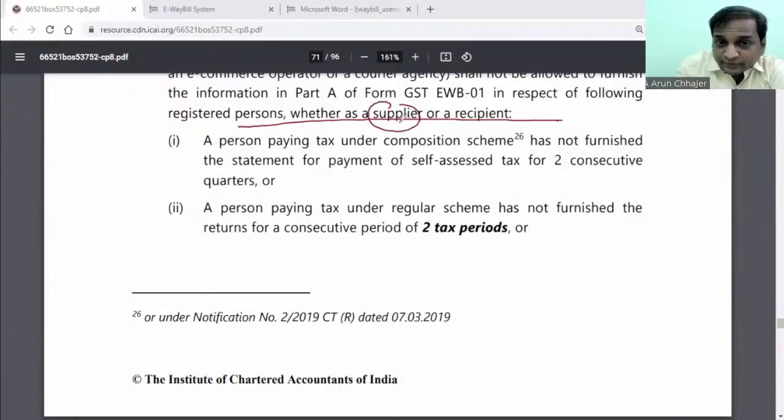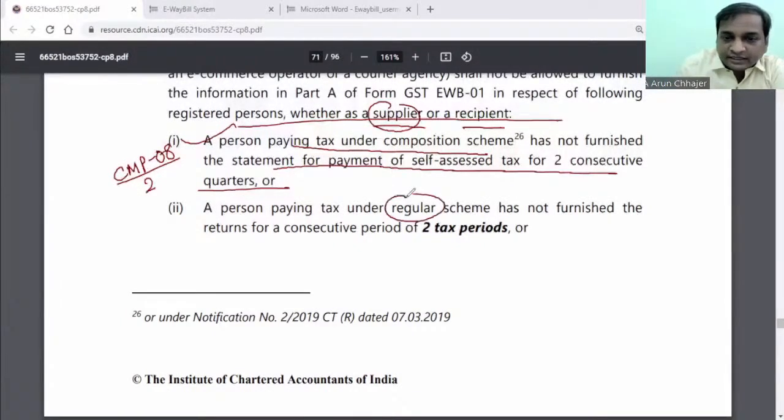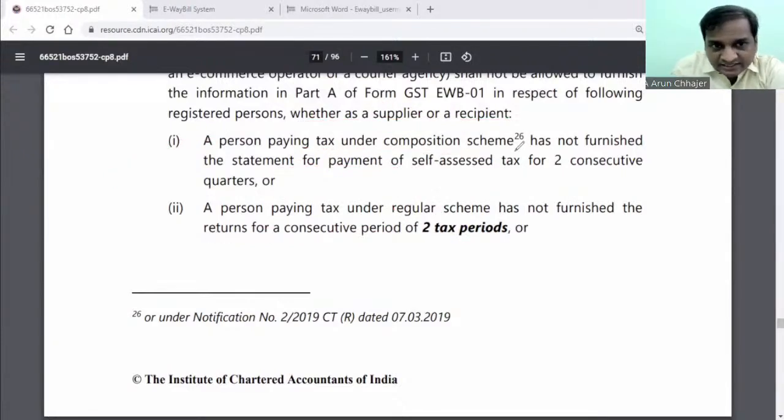Whether the person is the supplier or the customer: first, a person paying the tax under the composition scheme has not furnished the statement for payment of self-assessed tax for 2 consecutive quarters. The composition dealer needs to furnish CMP-08, and if it has not been furnished for more than 2 consecutive quarters, or second, a person paying the tax under the regular scheme has not furnished the return for 2 consecutive tax periods. The return we will discuss in the last class. But what are the consequences? The composition dealer has not filed CMP-08 for 2 consecutive quarters because it is quarterly, and the regular scheme person has not furnished the return for 2 consecutive tax periods.